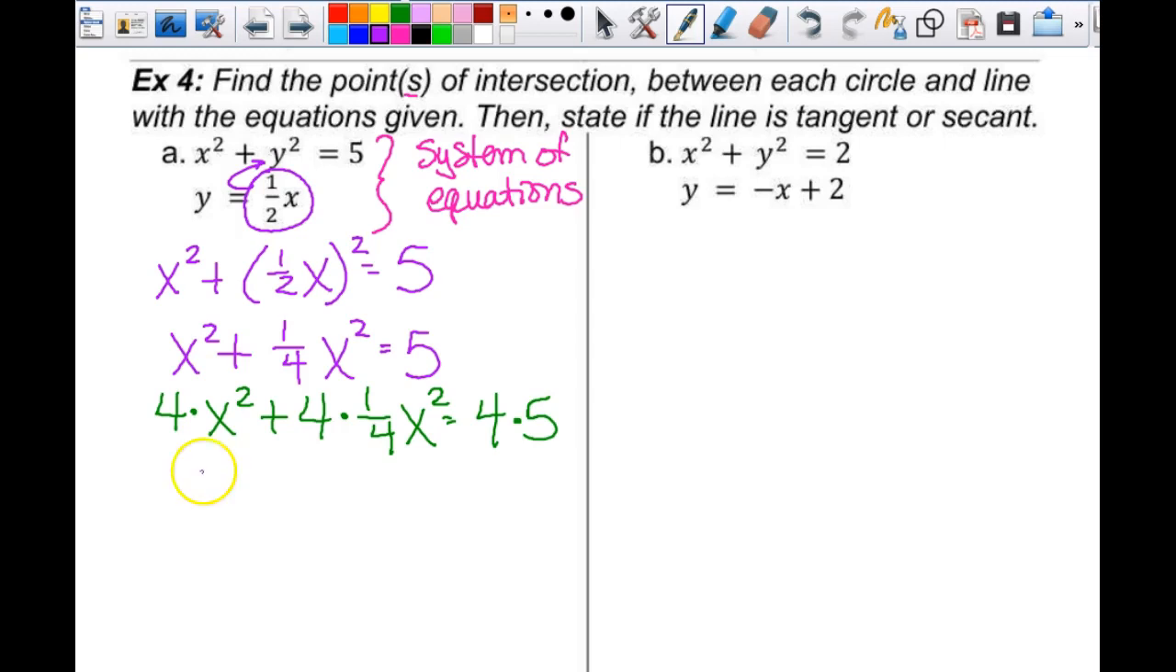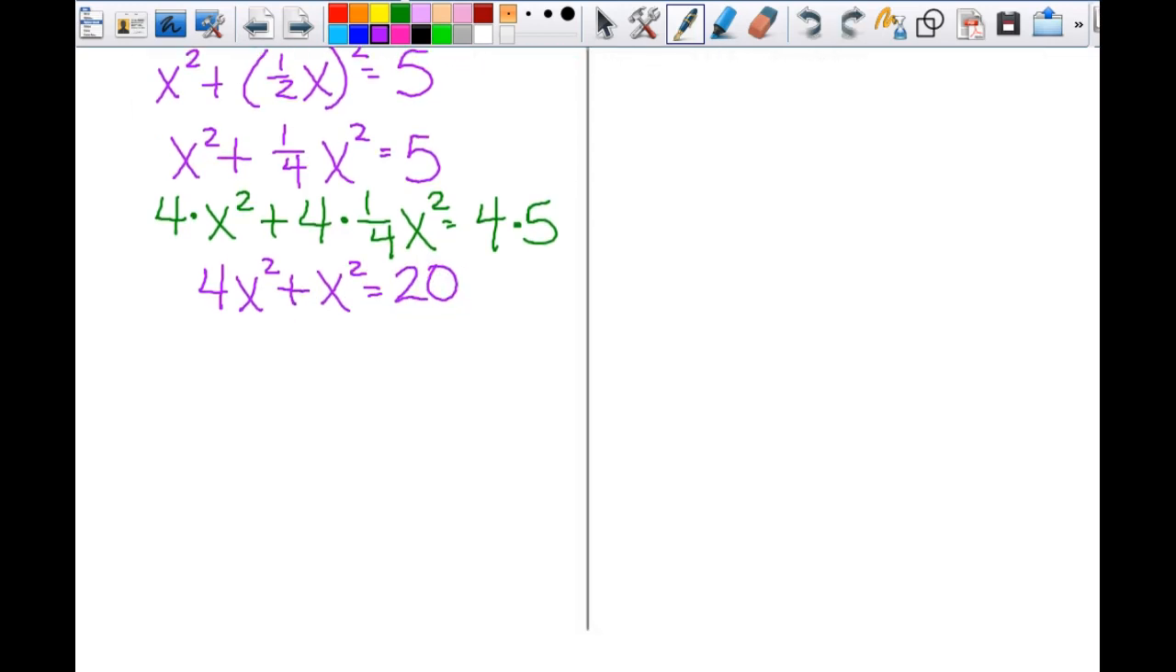All right, so what this gives me then is 4x squared plus what? x squared equals 20. Okay, so 4x squared plus x squared is 5x squared equals 20. So can I take the square root of both sides? No. Okay? You have to divide by 5. So I get x squared equals 4. So what does x equal?